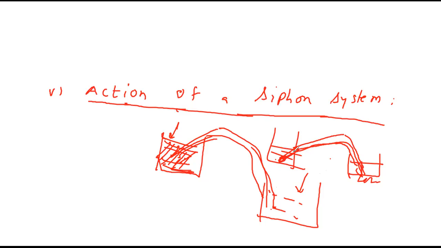Okay, write. Water is supplied from high level to low level using the siphon system. In this system, there are two vessels. One is kept at high level and the other is kept at low level.